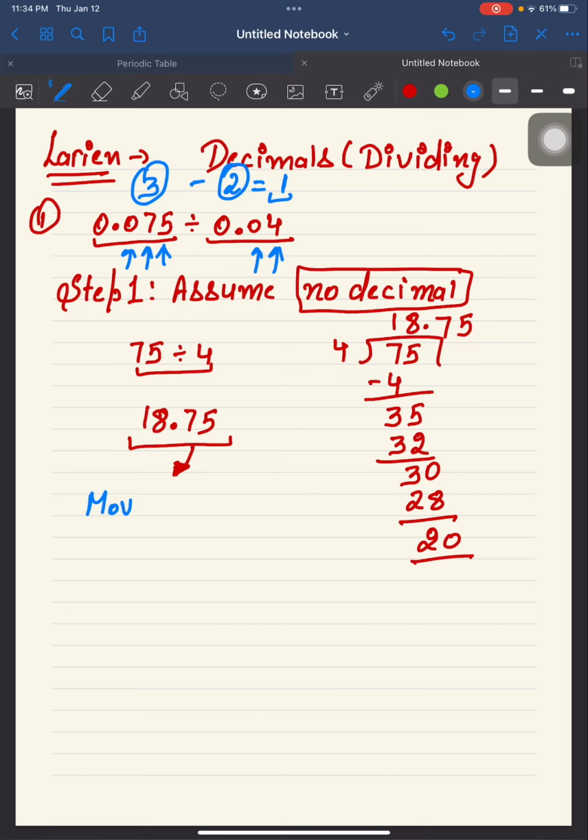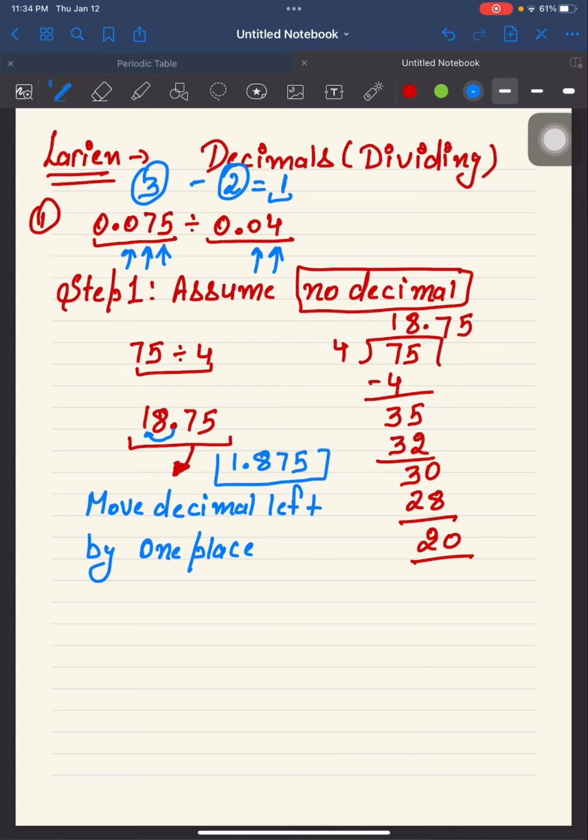So in this case, move the decimal left by 1 place. So it will come here. My final answer will be 1.875. You can notice one more thing. Whenever we are going to divide by a decimal, the answer is going to be bigger. So this is the only division. Otherwise, whenever we divide, the answer gets smaller.